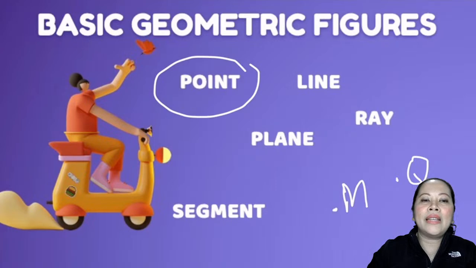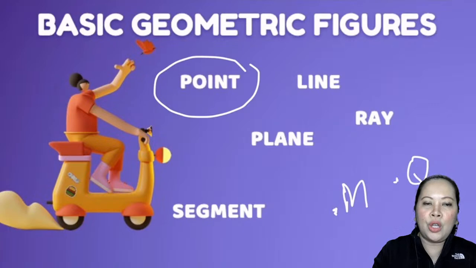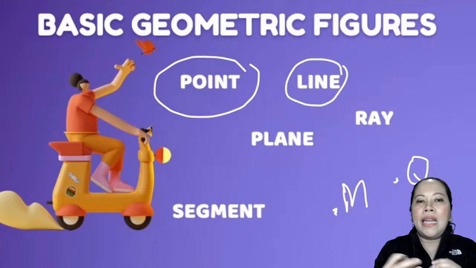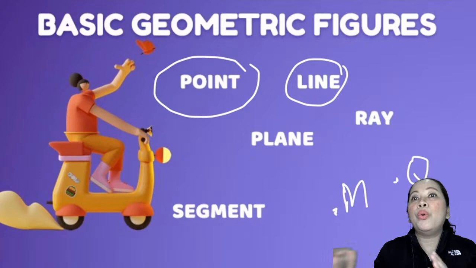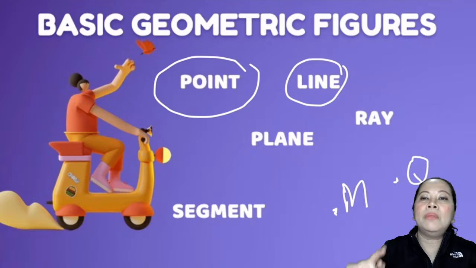Now if we say points, they have no dimension, no size, only position. Okay, so let's say this is point M or point Q. The other one is line. When we talk about a line, it's a connected series of points extended in both directions, without an end, so there is no end for a line. That means if you have a line, it can be represented by arrows, meaning it goes on towards both directions.